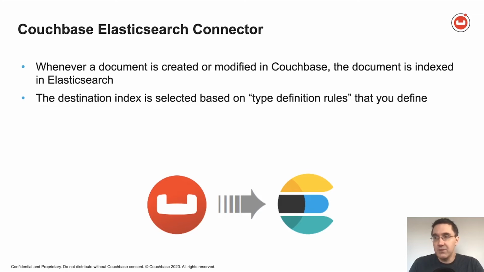So what does the connector do and how does it work? Just like the Kafka source connector, it uses the DCP protocol to listen for document changes in Couchbase. When a document is modified in Couchbase, the connector writes the new version to an Elasticsearch index. Since an index can only contain one type of document, and a Couchbase bucket can contain any number of types, the connector's configuration defines type definition rules that tell it which Couchbase documents should be written to which Elasticsearch indexes.